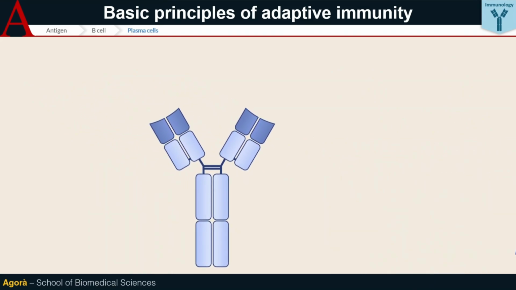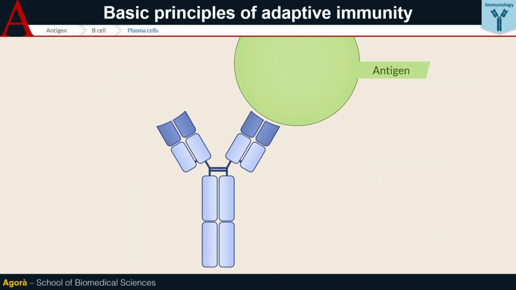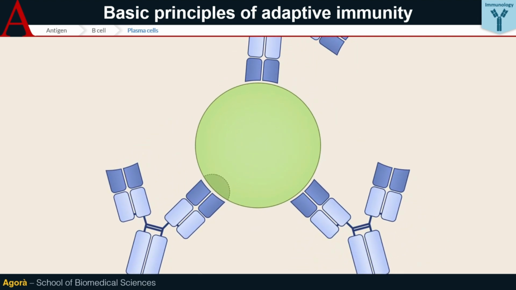At this point, we need to clarify one thing. The variable portion of immunoglobulins is not capable of binding all portions of an antigen, but only binds a portion that is called an epitope, also known as antigenic determinant. It goes without saying that several antibodies can bind different epitopes on the same antigen. This is very important because it allows a pathogen to be recognized from different points of view and facilitates its removal.